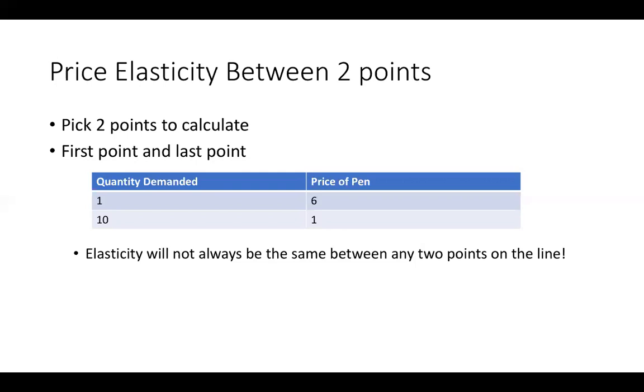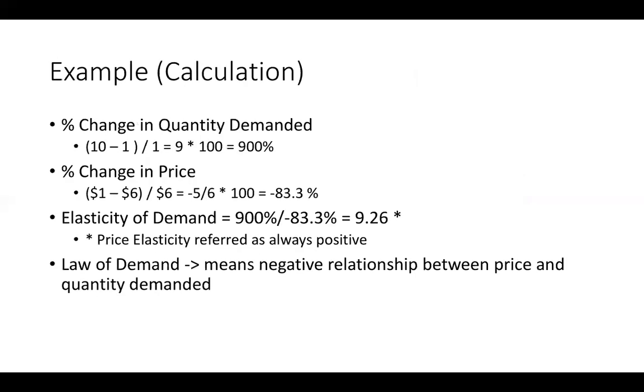Using these 2 points, the first thing we do is to calculate the percent change in the quantity demanded. This would be 10 minus 1 divided by 1, which results in a value of 9, or as a percentage, 900%. The percent change in price would be 1 minus 6 divided by 6, which results in the value of negative 0.833, or as a percent, negative 83.3%. The elasticity of demand would then be 900% divided by negative 83.3%, which comes out to be 9.26.